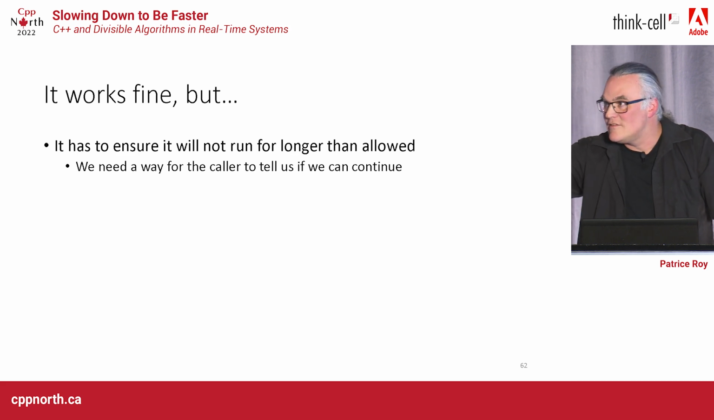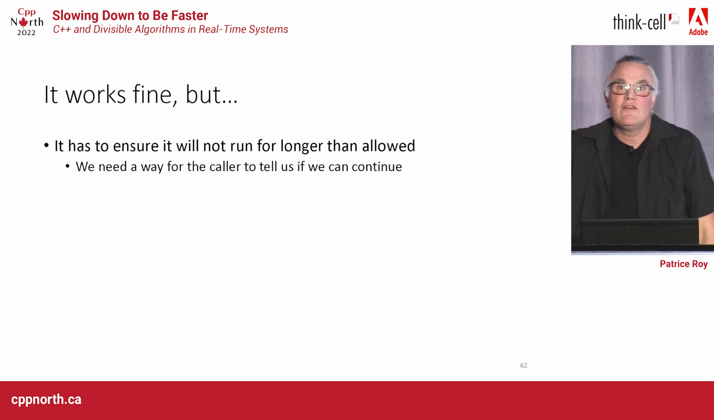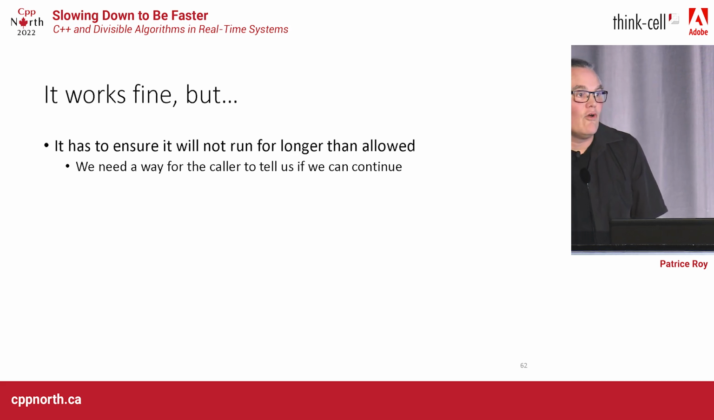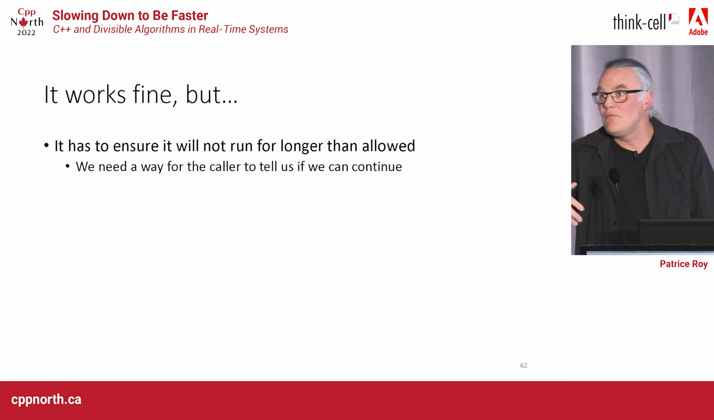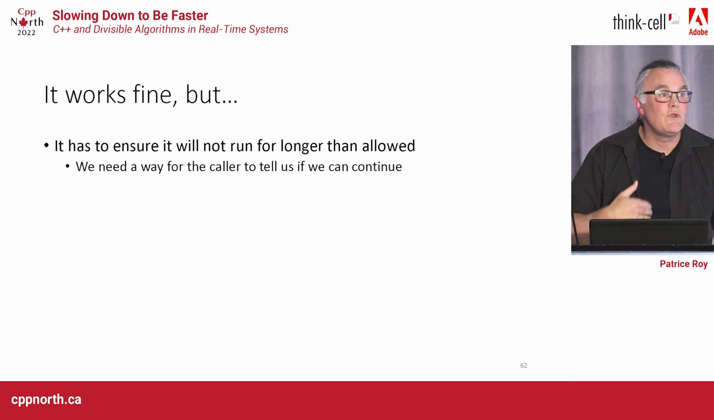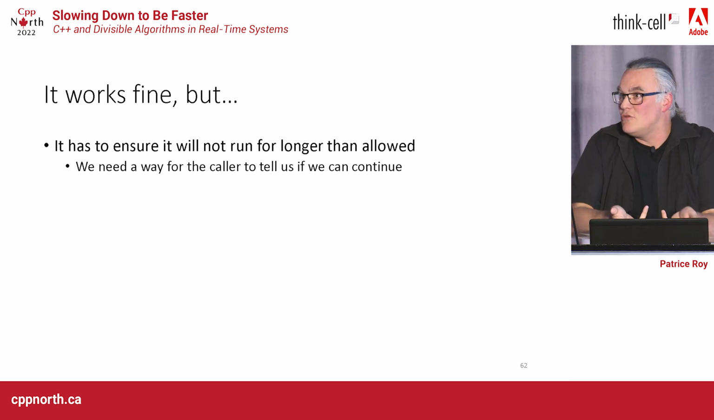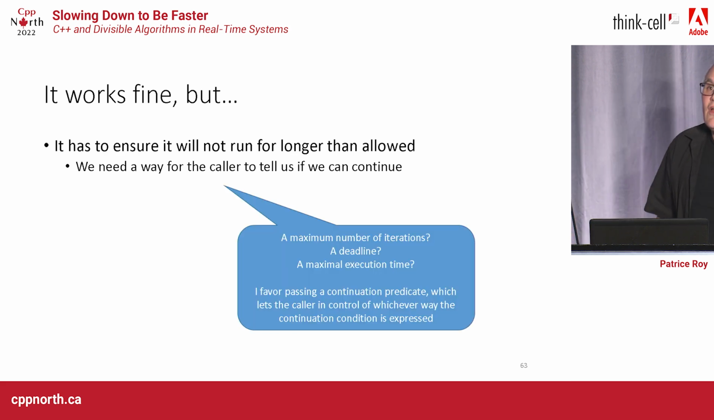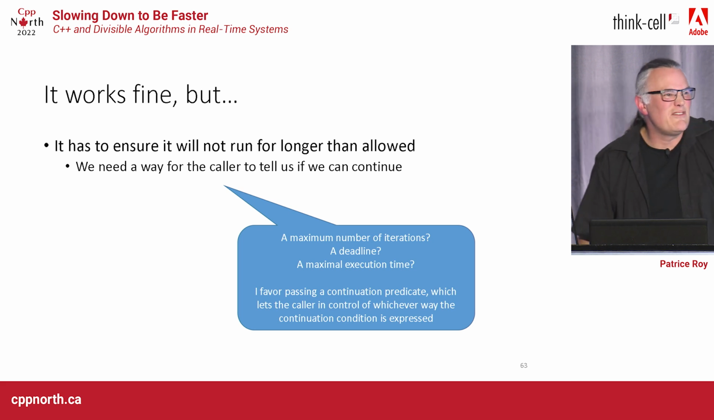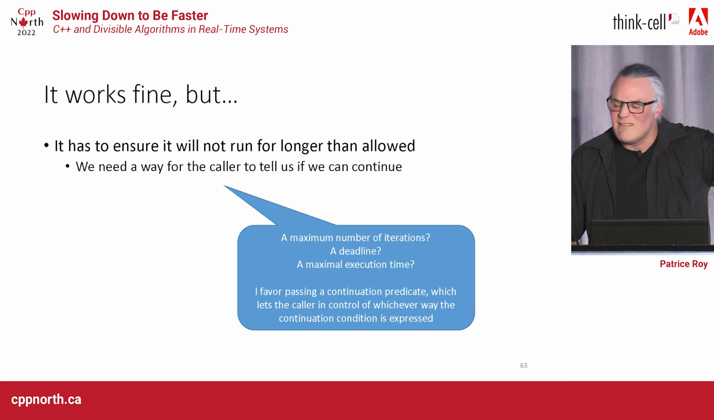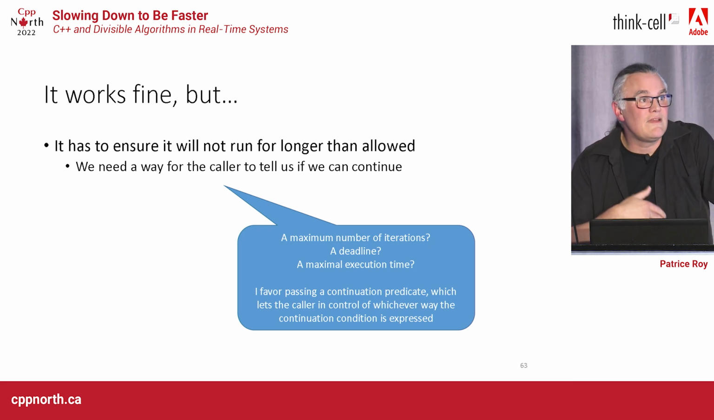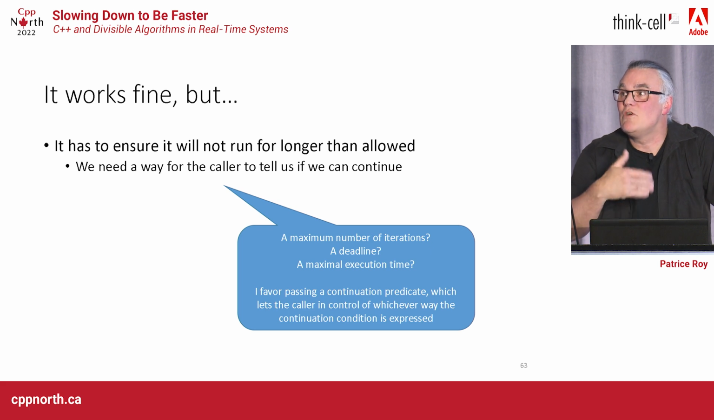We must, as the first friend said there, make sure it doesn't run for too long. So there has to be a way to tell it to stop at some point, or to inform it that it's time to stop, or something like that. There's a collaboration between caller and callee that we have to put into place. We have no choice. There's many ways to do this. You could say you run for that many iterations in the loop and then you stop. That's kind of tricky because you have to know what the loop does. You can give it a deadline or a maximum execution time, like I'm giving you that much time, then you stop.